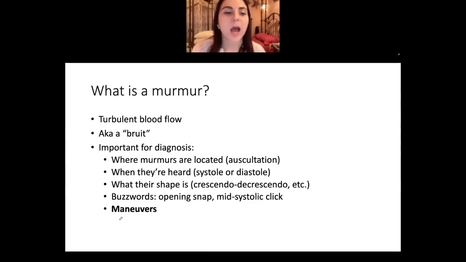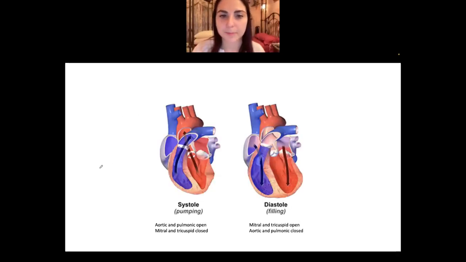And then the maneuvers. I highlighted the maneuvers because they're kind of tricky, but they like to ask about maneuvers because they focus a lot on the physiology. So we'll talk about that.